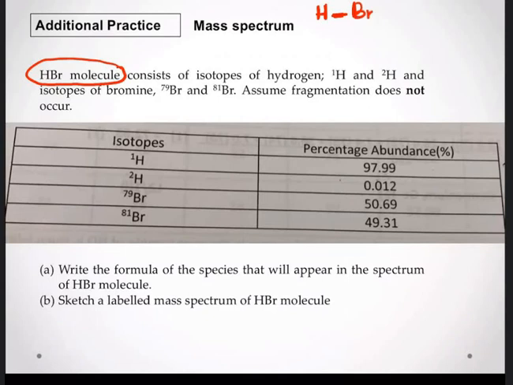And dia bagi tahu pula our sample ni ada isotope of hydrogen 1 and also hydrogen 2. And at the same time untuk bromine pula kita ada dua jenis isotope, bromine 79 and also bromine 81. Okay, so what I want to explain first, sebab you nampak ayat kat sini hujung ni dia kata assume fragmentation does not occur. So I would like to explain about fragmentation.